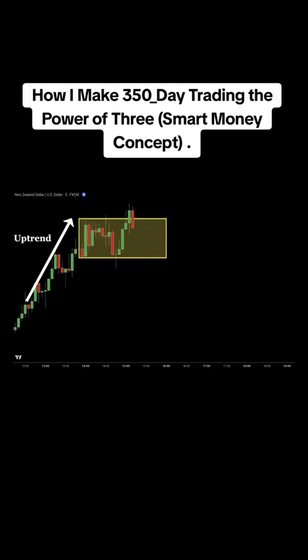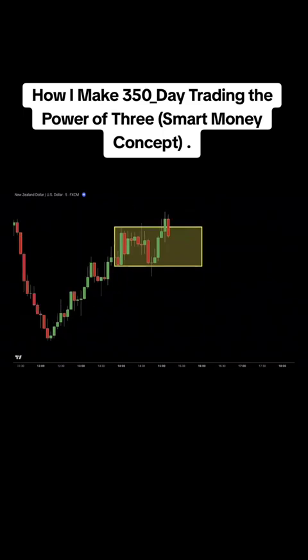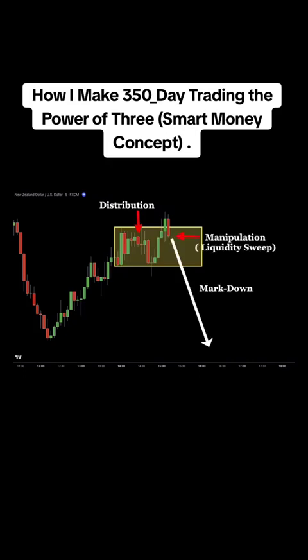Look closely, the market breaks above the resistance level and then closes back inside the range. This is a clear liquidity sweep. What we're seeing here is the classic setup of distribution, manipulation, and markdown, a textbook bearish power of 3 pattern. After the liquidity sweep, here's how to trade it.